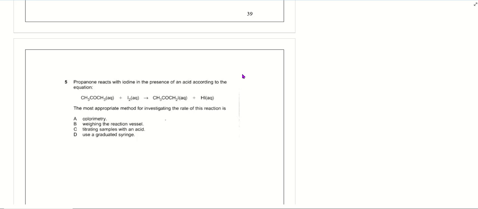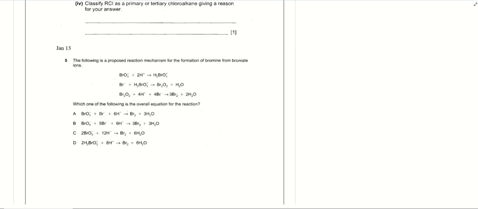Have a quick look at that one, pause the video if you want. So the answer to that would again be colorimetry. We've got iodine, which is a coloured substance, brown in solution, and it fades to a colourless solution.